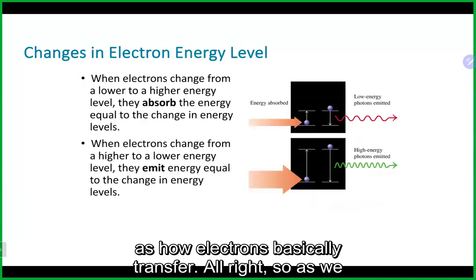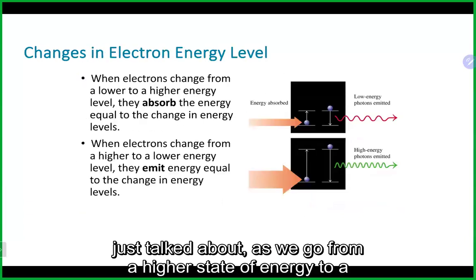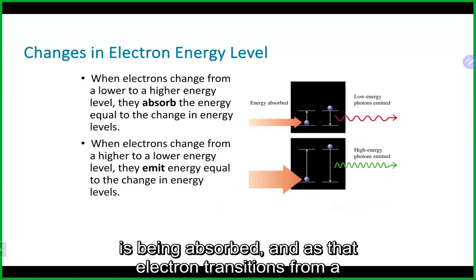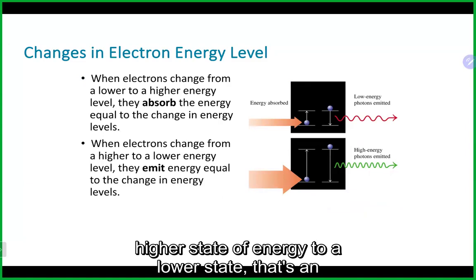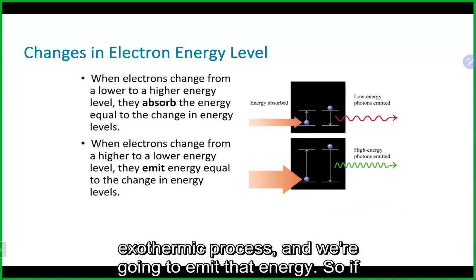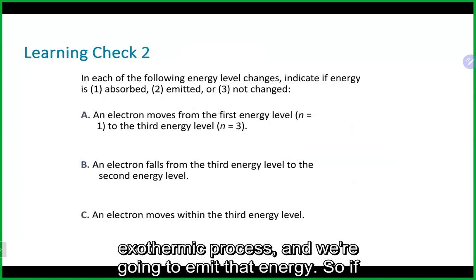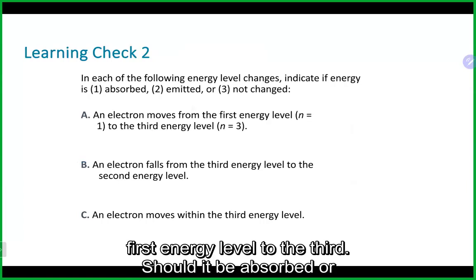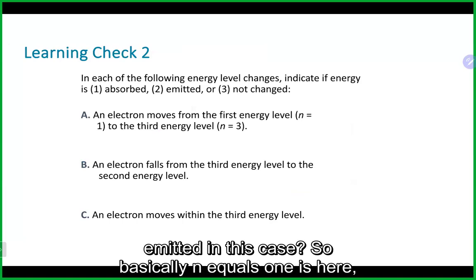All right. So as we just talked about, as we go from a lower state of energy to a higher state of energy, that is an endothermic process. Energy is being absorbed. And as that electron transitions from a higher state of energy to a lower state, that's an exothermic process. And we're going to emit that energy. So if we look at this, we have an electron that moves from the first energy level to the third. Should it be absorbed or emitted in this case?